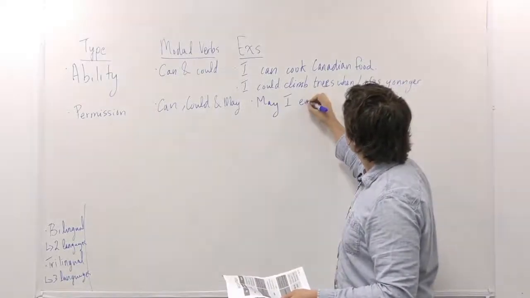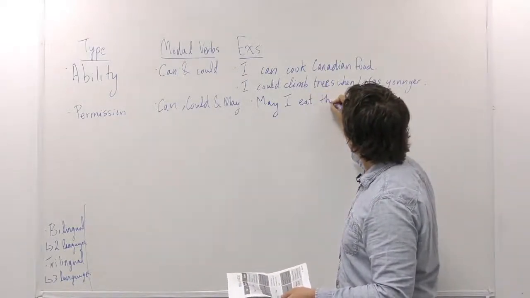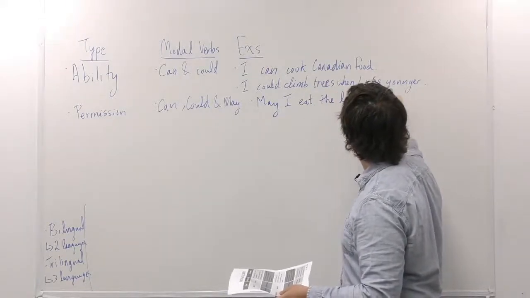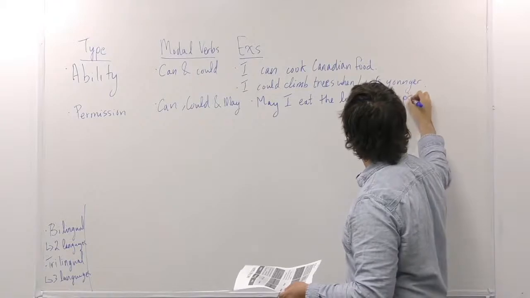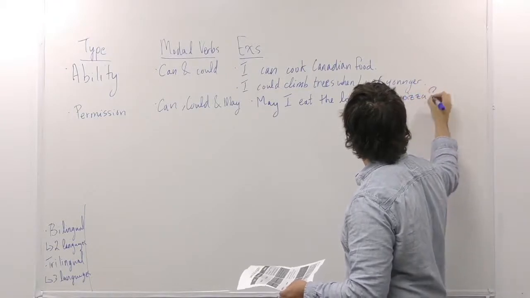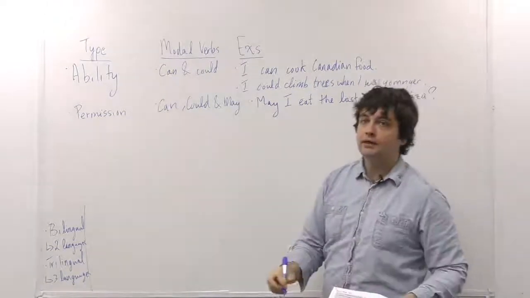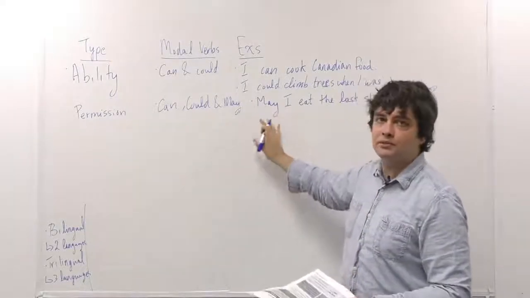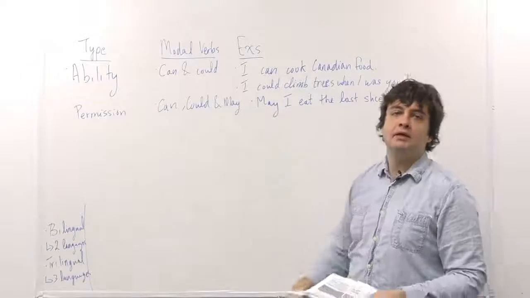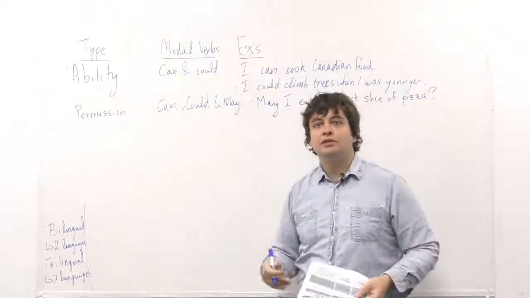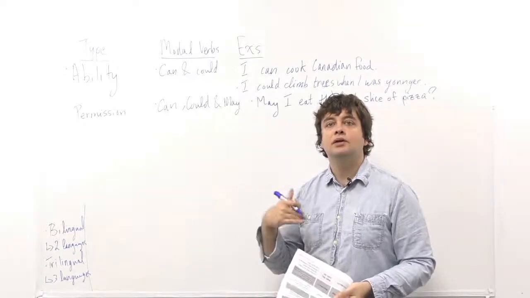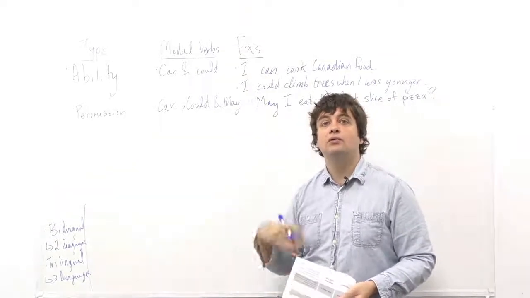May I eat the last slice of pizza, right? And the answer is obviously no, right? You shouldn't take the last slice. But of course, instead of may, we can substitute in can or could, right? So asking for permission is not really that hard. Of course, there's going to be a question mark at the end, and you're going to start with can, could, or may.